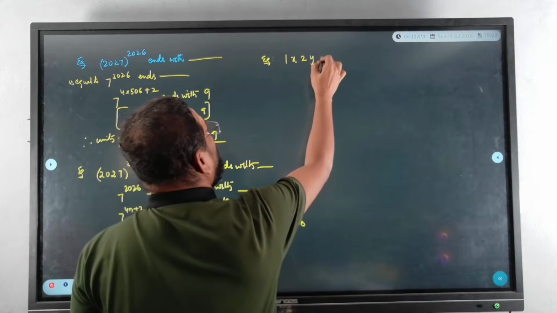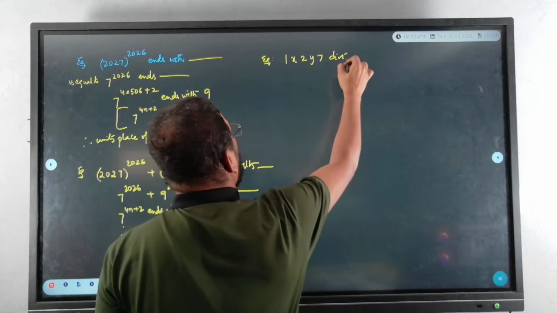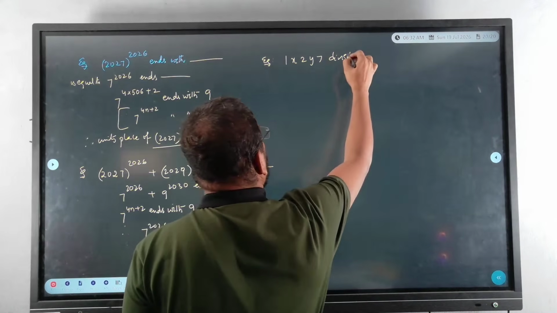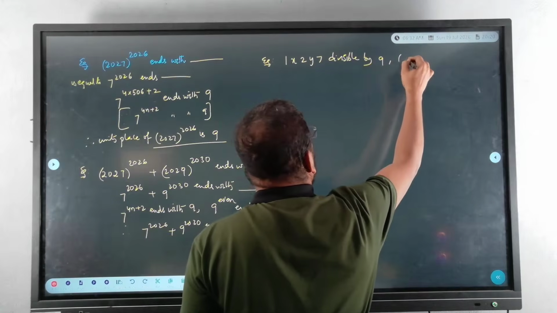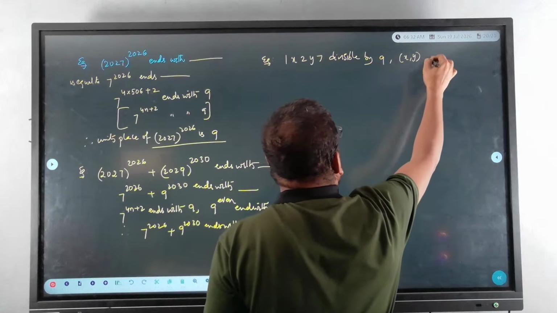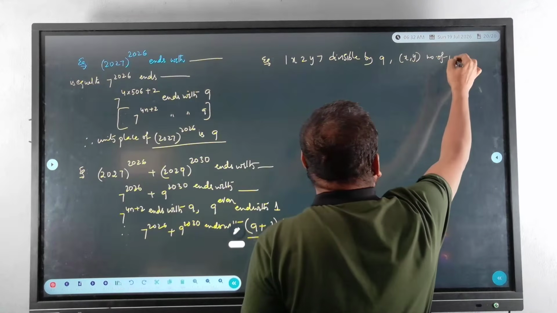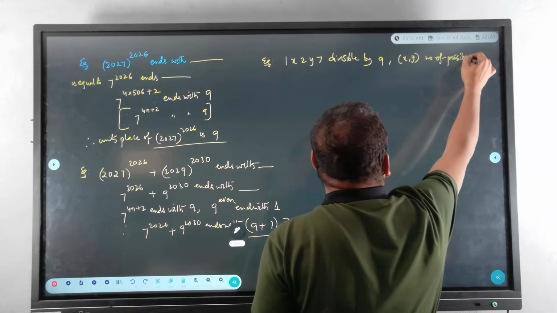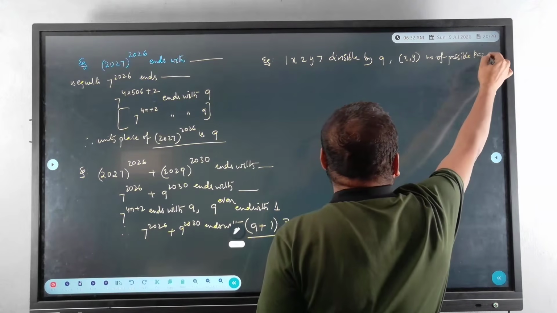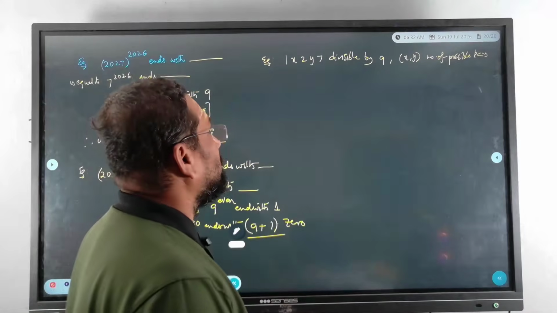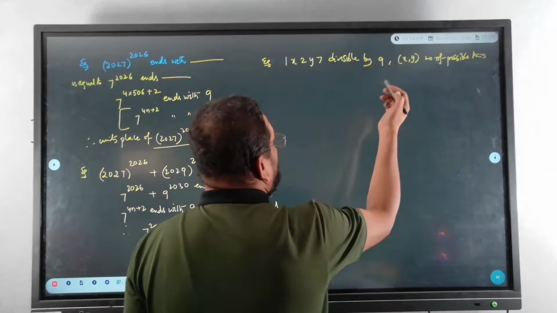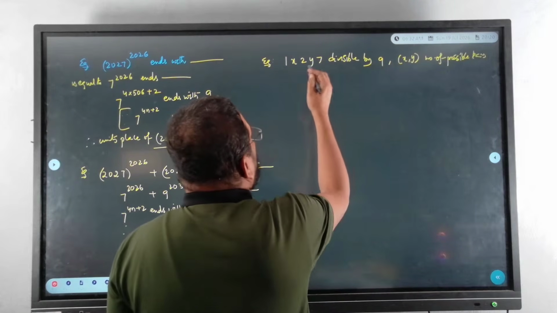1x2y7 divisible by 9. x, y: number of possible pairs. This is our 5th class question in our syllabus, in our curriculum. It is a 5th class question.